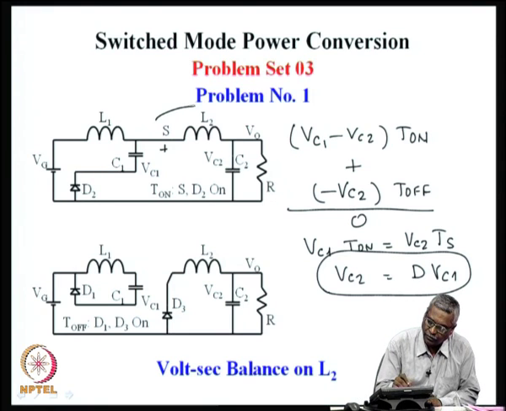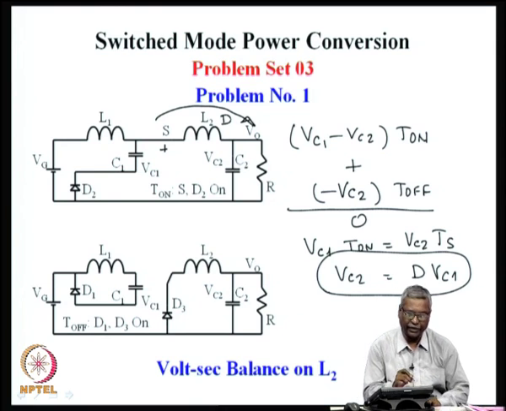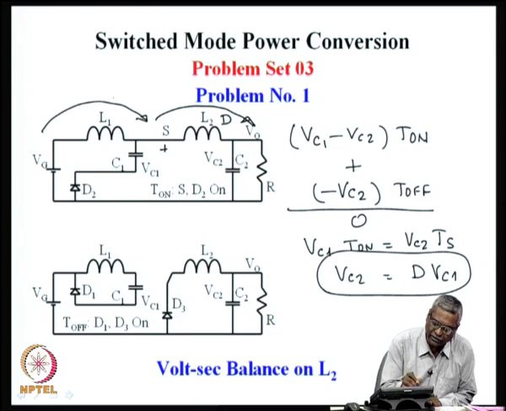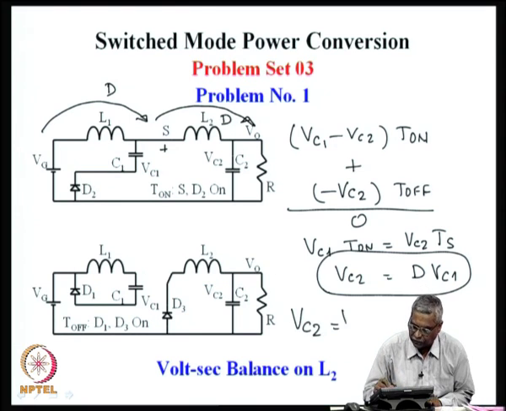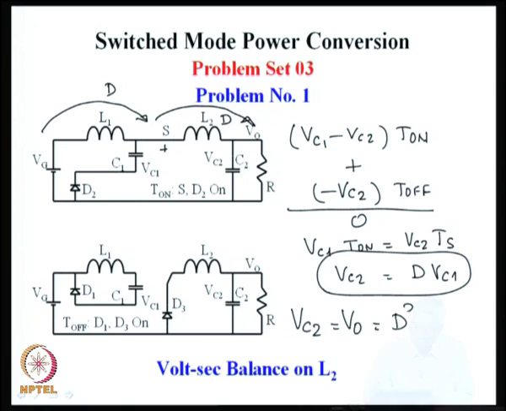Now, we find that the voltage conversion ratio from Vc1 to Vc2 is D, and from Vg to Vc1 is D, or we can say that Vc2, which is the output voltage which is same as V naught, is D square times Vg. So, this is really a two-stage buck converter. There is one stage of D times Vg in the first L and C, and there is another stage of D times Vc1 between L2 and C2, and effectively the output voltage is D square times Vg.